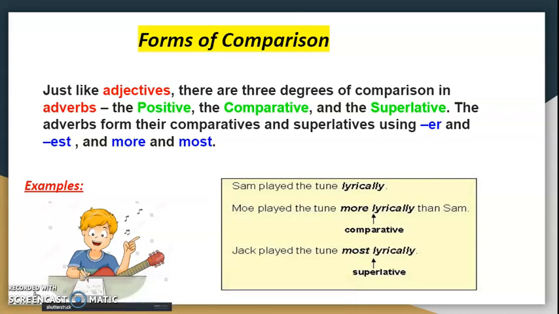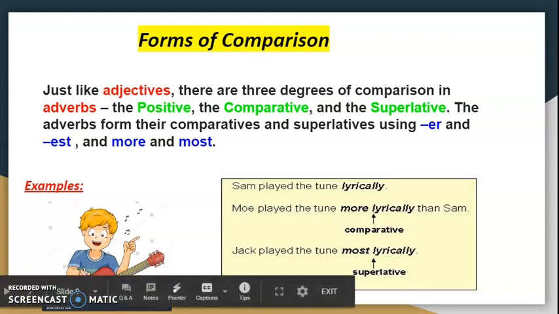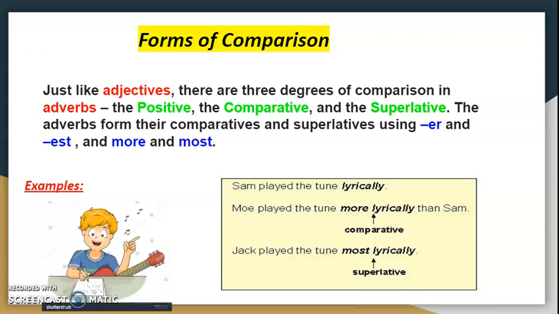Forms of comparison. Just like adjectives, there are three degrees of comparison in adverbs: the positive, the comparative, and the superlative. The adverbs form their comparatives and superlatives using er, est, more, and most. For example, Sam played the tune lyrically. Mo played the tune more lyrically than Sam. This is the comparative form. Jack played the tune most lyrically. This is the superlative form.